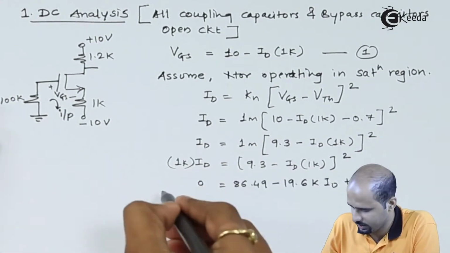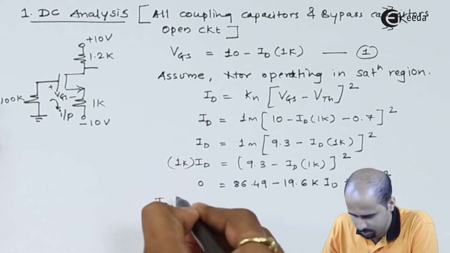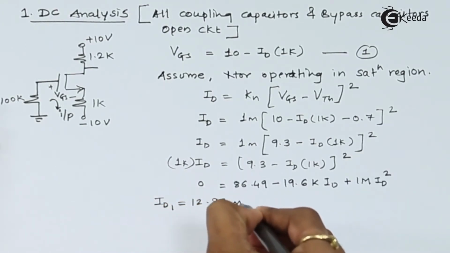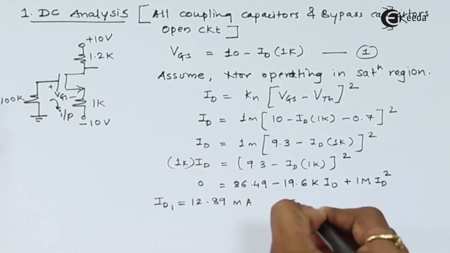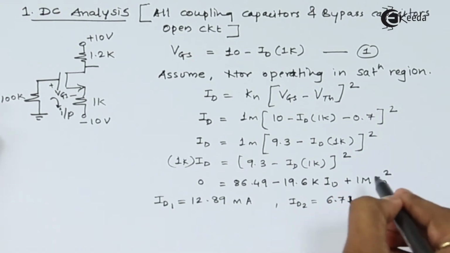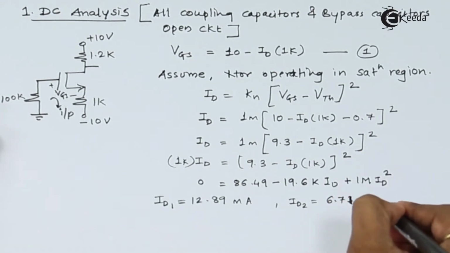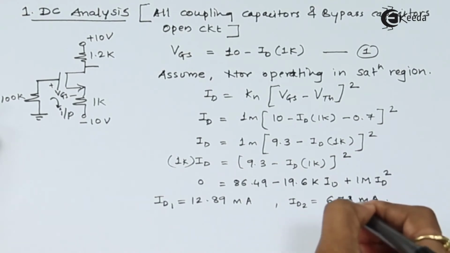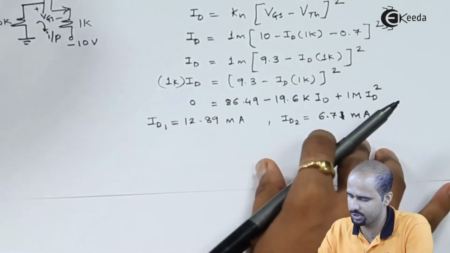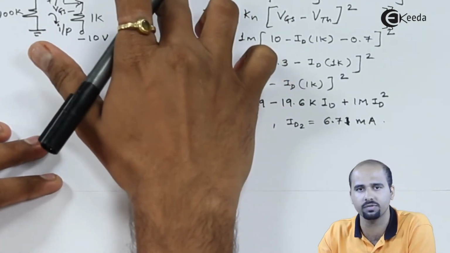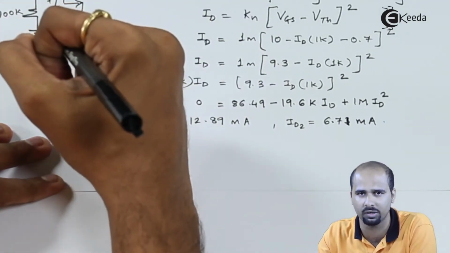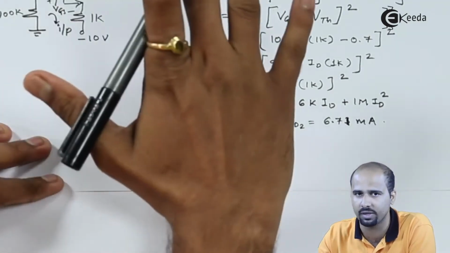So we have got the values of ID1 equal to 12.89 milliampere and ID2 equal to 6.71 milliampere. Now out of that, which value should I select? In DC analysis, we calculate the value of VGS. If the value of VGS is greater than 0.7, that is the threshold voltage, then I will consider that particular value of ID. Otherwise, I will discard that value of ID.